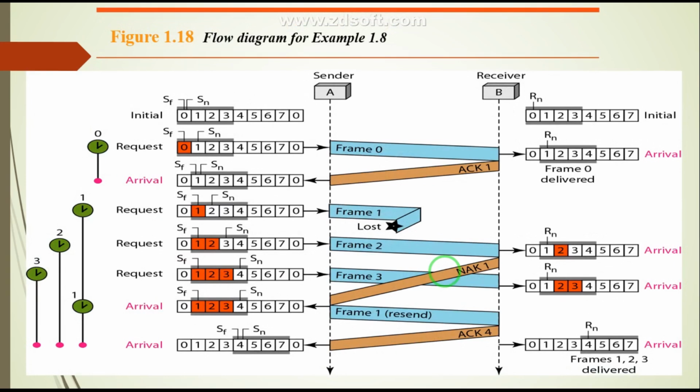So please observe this figure, what I have told: the receiver is going to receive these frames 2 and 3, but until or unless it receives frame 1, it can't deliver frame 2 and 3 to its network layer because it wants them in sequential manner.